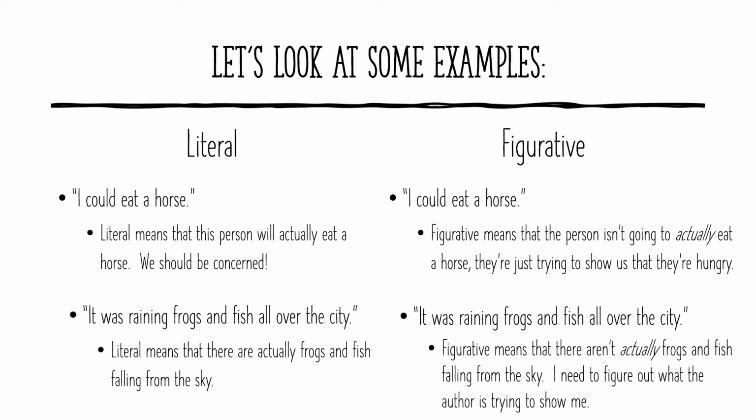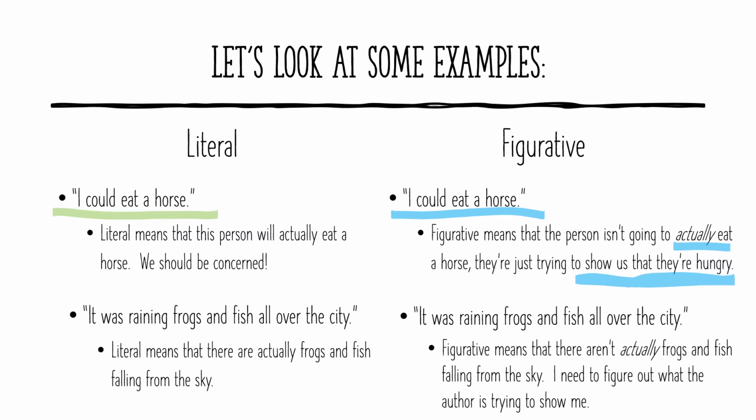Here's a really common one. "I could eat a horse." If I'm being literal, it literally means this person will actually eat a horse. We should be concerned, right? That's pretty out there if someone's going to actually eat a horse. Most of the time, if someone's going to say that, "I could eat a horse," they're being figurative. They don't mean they're actually going to eat a horse. They're just trying to show that they're hungry. Literal means I mean what I say. Figurative means I'm trying to show you something.